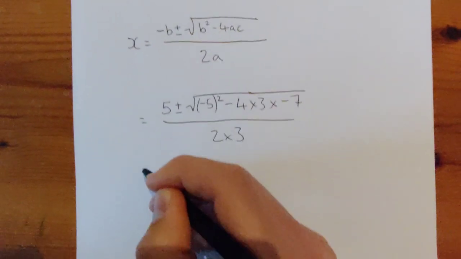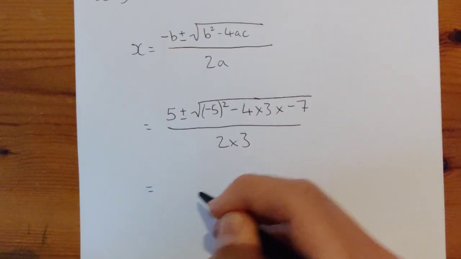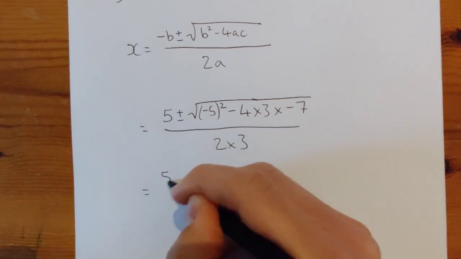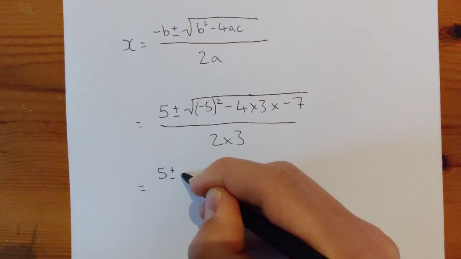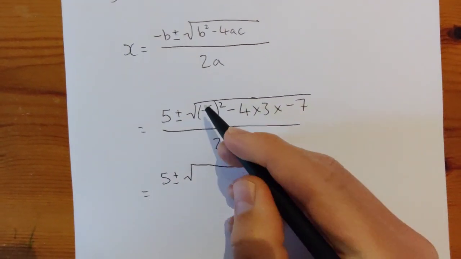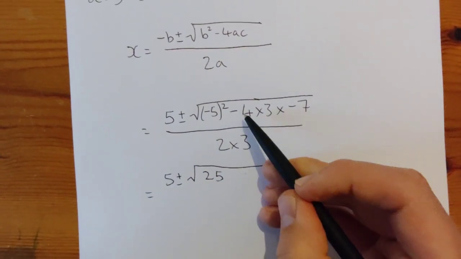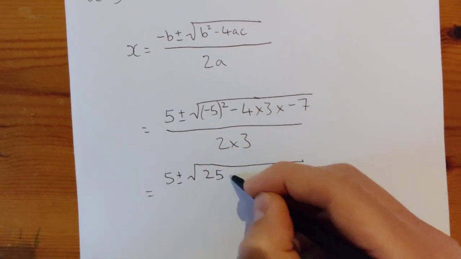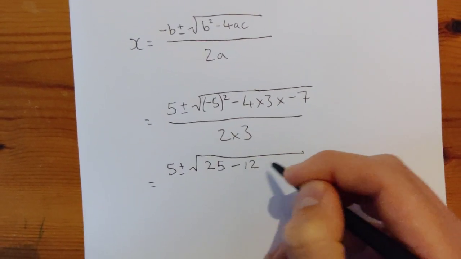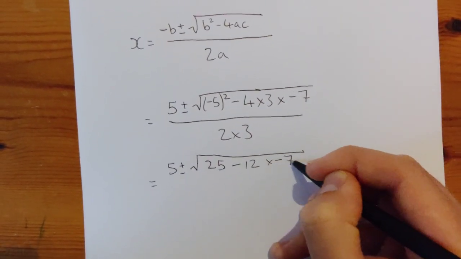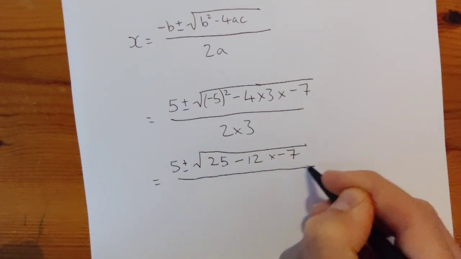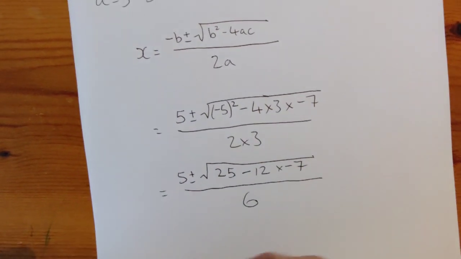And all I'm going to do now is just keep going through that expression there and simplify one bit at a time. 5 plus and minus the square root of, well, I know that minus 5 squared is 25. Minus 4 times 3 is going to be minus 12 times minus 7, over 2 times 3 is 6.